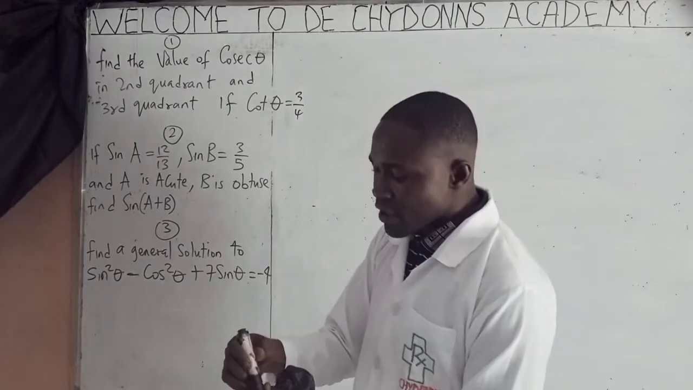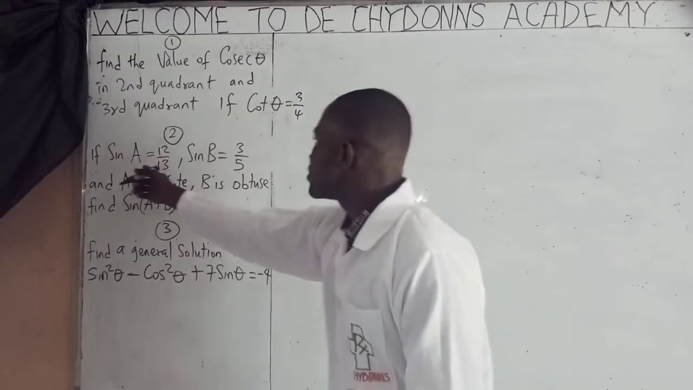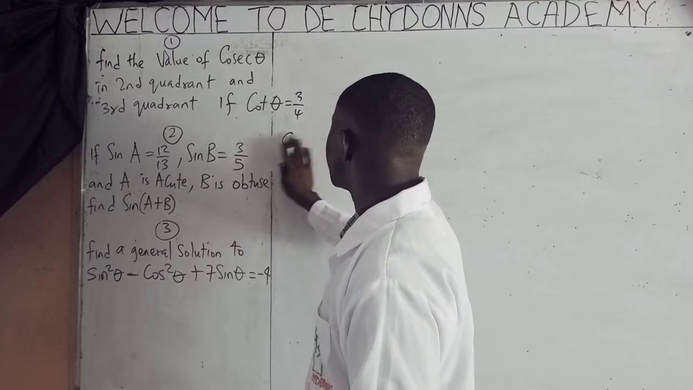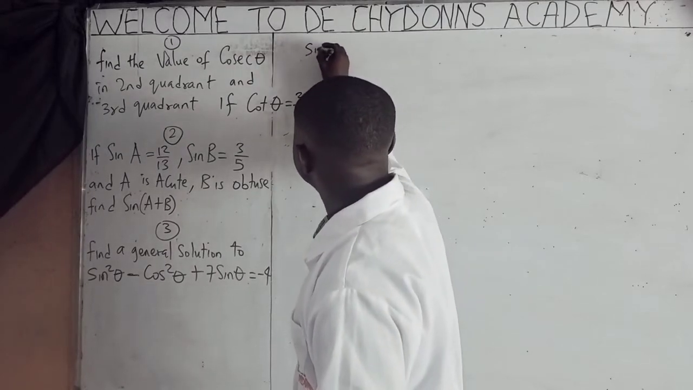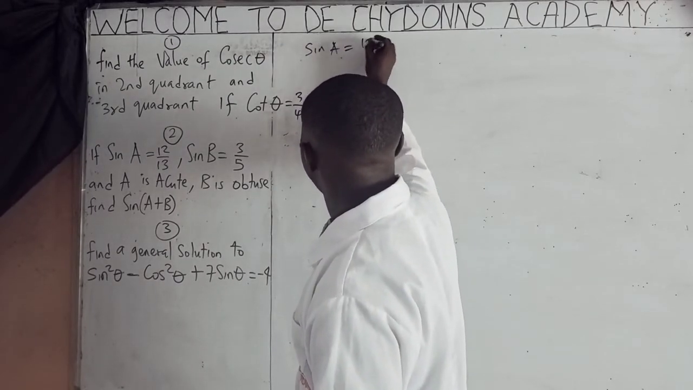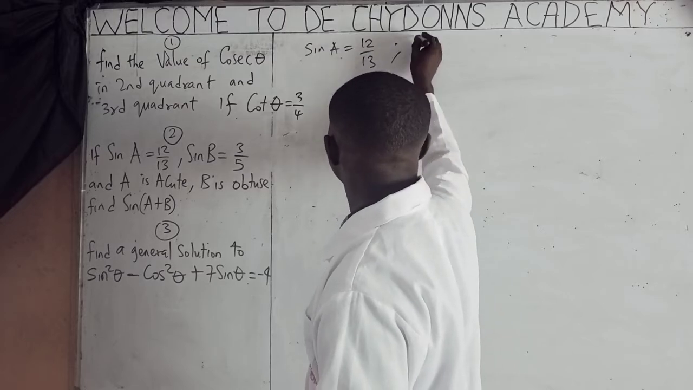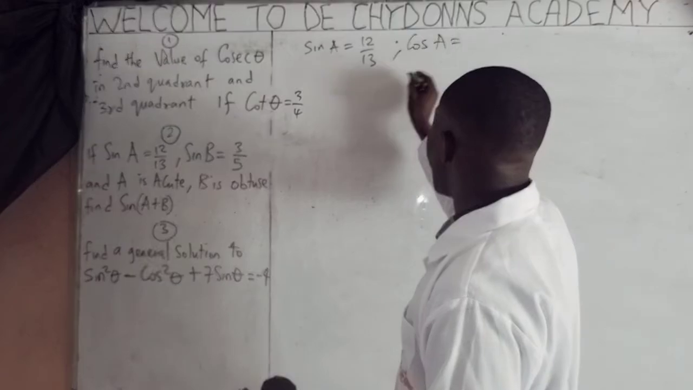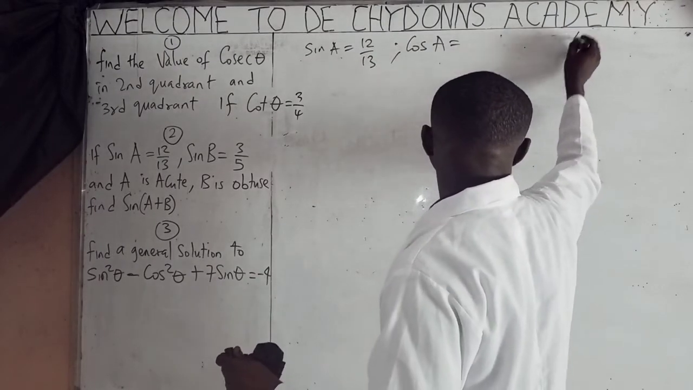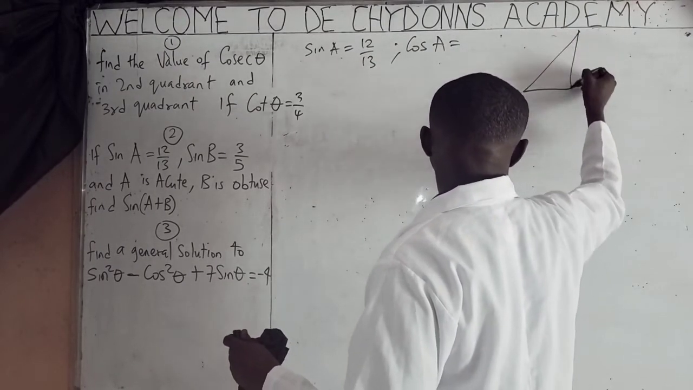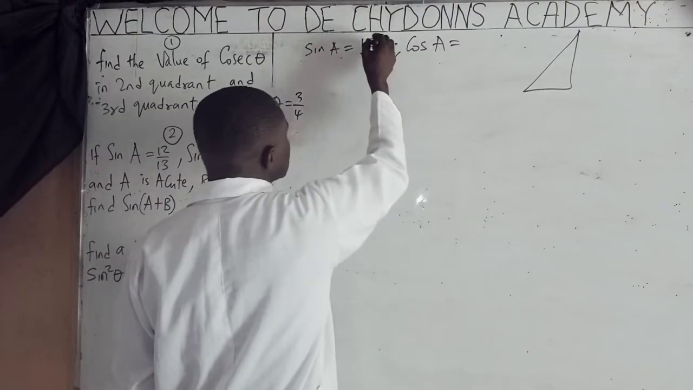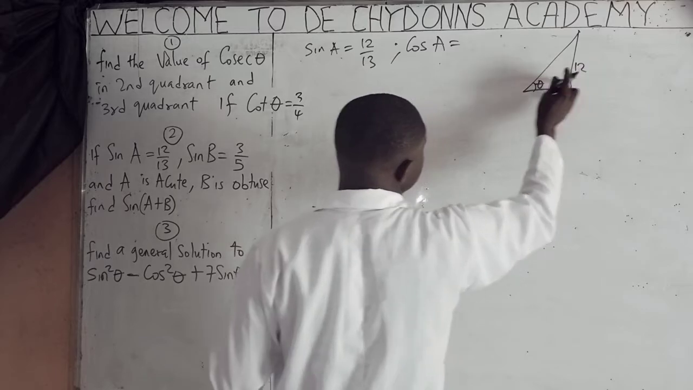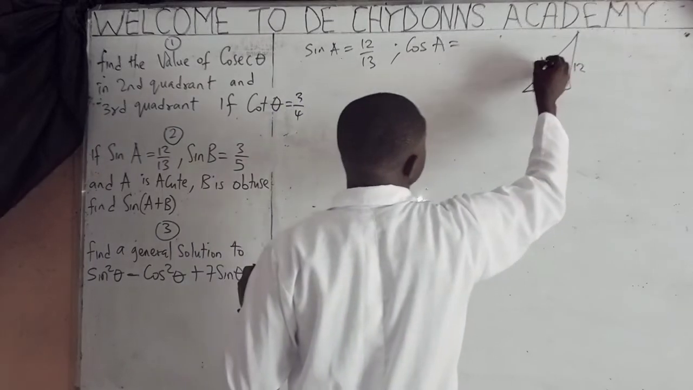So what we do now is that we say, let us get cos A. Since sine A is equal to 12 over 13, what will be cos A? I will locate my triangle. Then, this is opposite 12. If here is theta, 12 will be opposite, 13 hypotenuse.